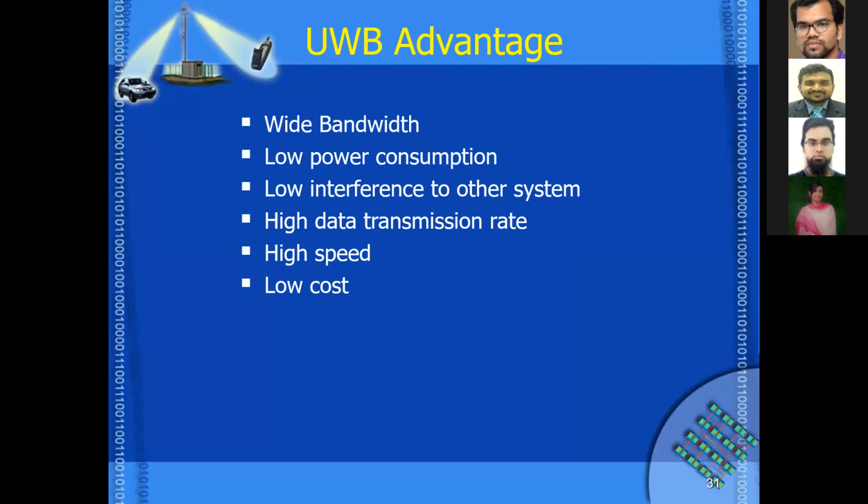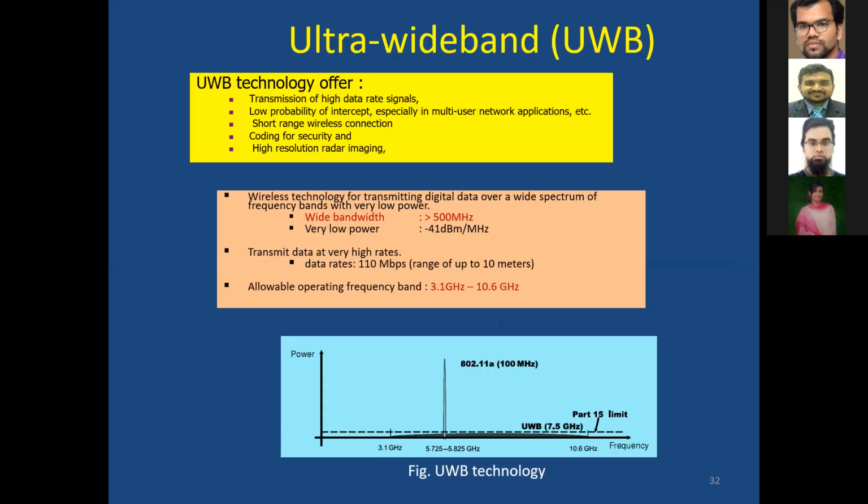Sometimes we need high data, and for the high data we need to see which device can be implemented. UWB is a very significant device that can be used because UWB can process high data. So why do you need UWB? It has wide bandwidth, low power consumption, low interference, high data transmission, high speed, and definitely very low cost. So let's look at UWB technologies.